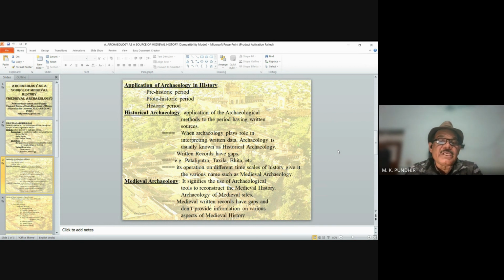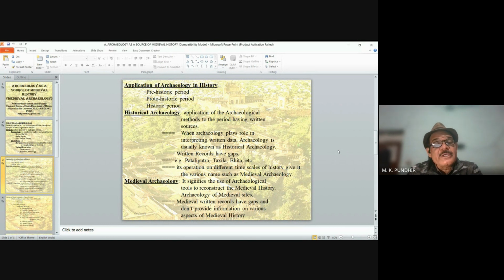And I tell you one thing, the span of time for the prehistoric period is much larger than the proto-historic period. And the time frame for the proto-historic period is much bigger than the historic period. For you, the historic period is almost 2600, or if you stretch this time 3000 years back, you can give that to the historic period.